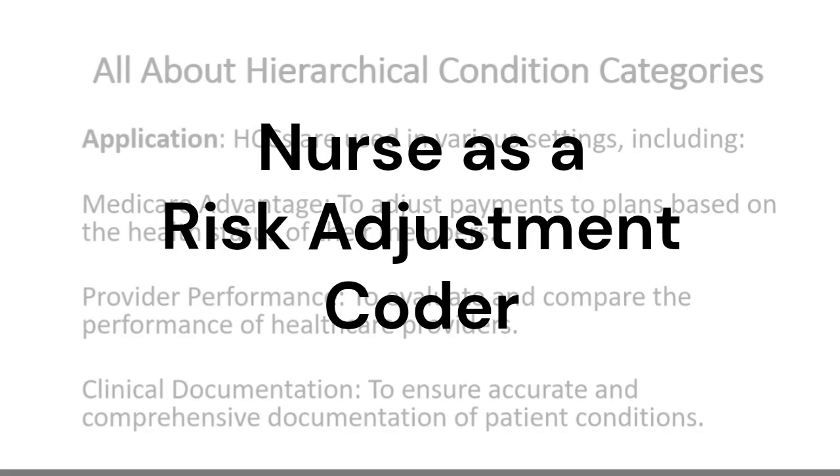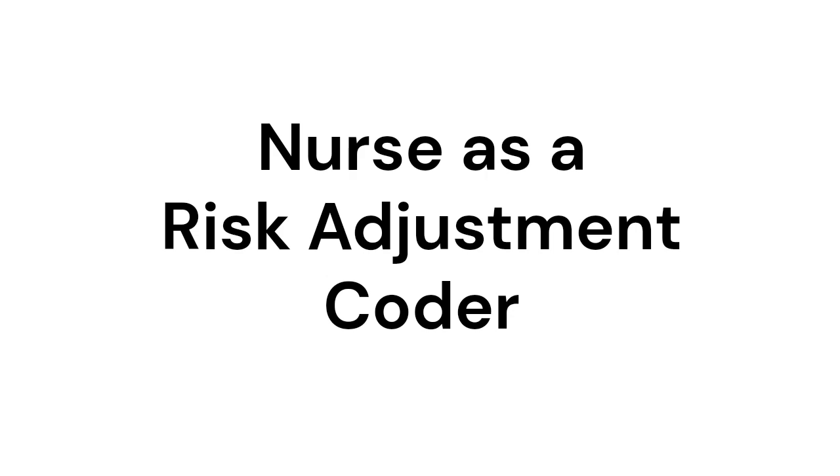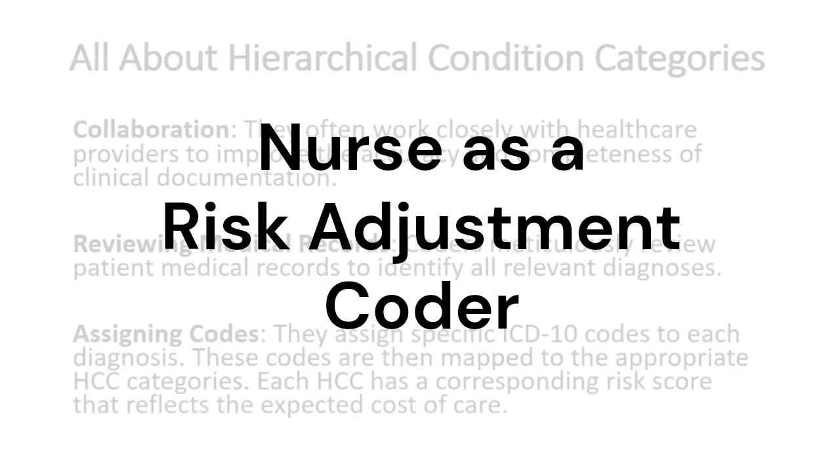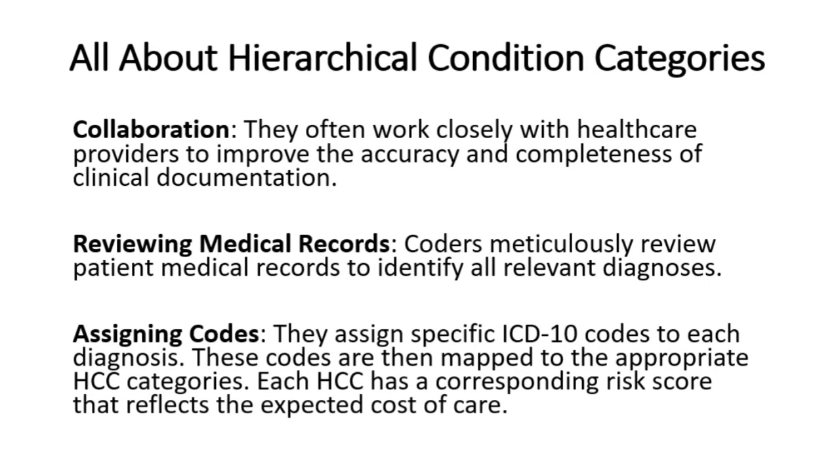So, then what is the role of the nurse as a risk adjustment coder? This nurse will play a few key roles. Here are just a few. Collaboration. They often work closely with healthcare providers to improve the accuracy and completeness of clinical documentation. This collaboration helps in capturing all relevant diagnoses and ensuring that the patient's health status is accurately reflected.